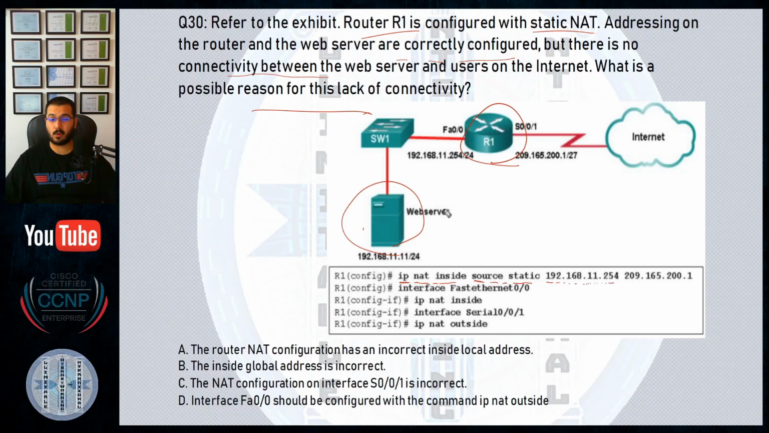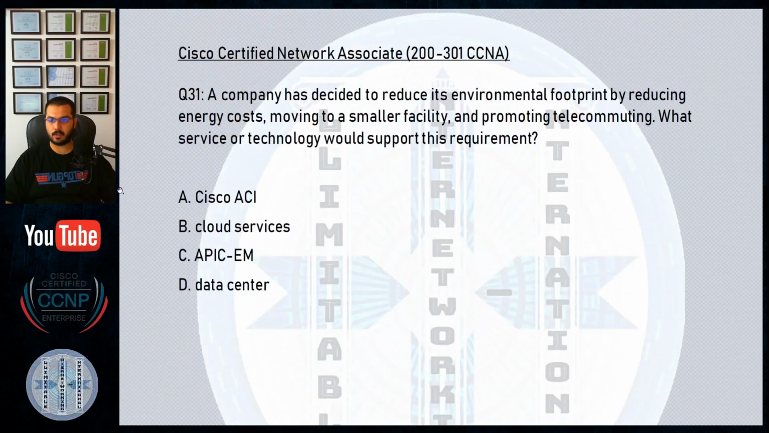192.168.11.254. It should be this one, because we are planning to translate this IP, private IP address of a host. We will translate the IP address of a host to a public one, because this host is the one who wants to communicate outside. So we should translate 11.11 there, not the 11.254. Definitely not. So this is your problem. The public is correct, the private is incorrect. So the NAT config has an incorrect inside local address. You can see that. So it will be A for this question.